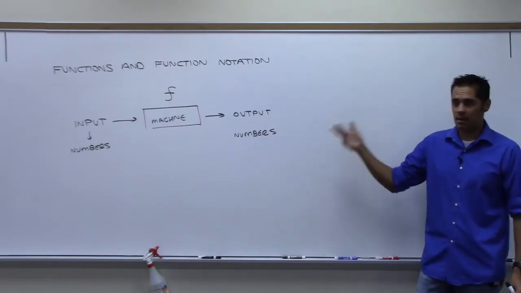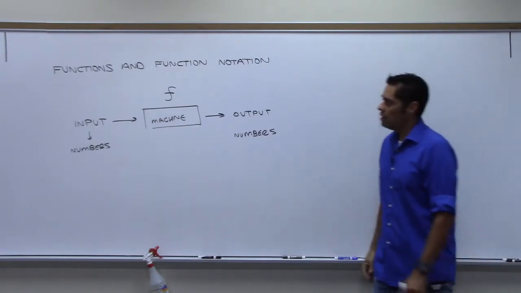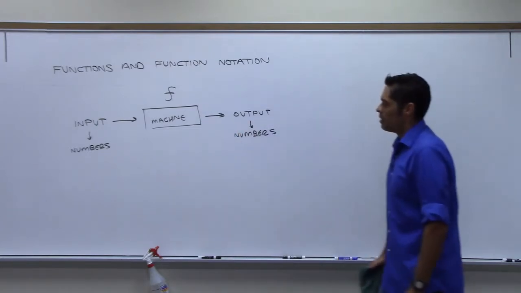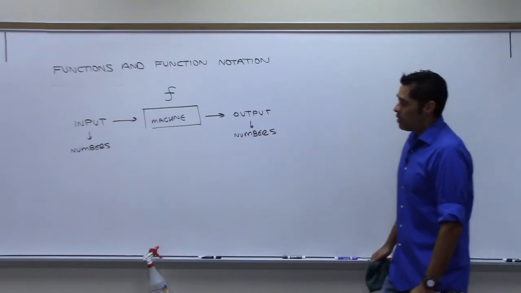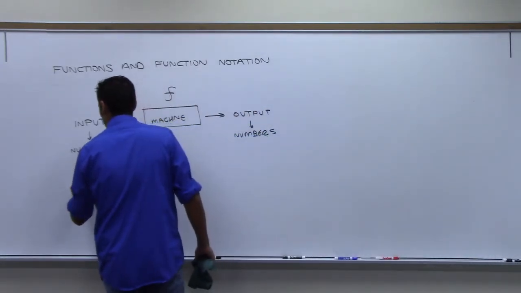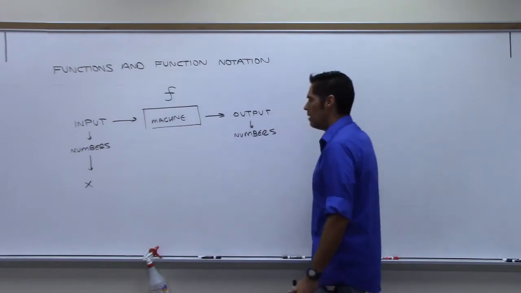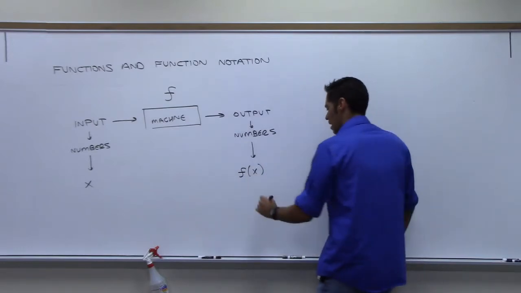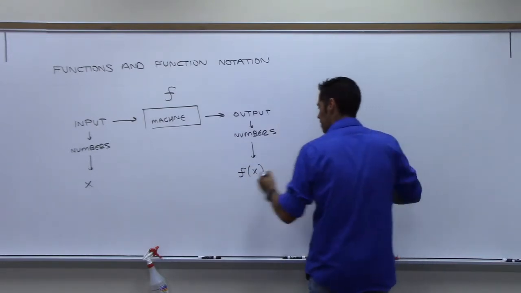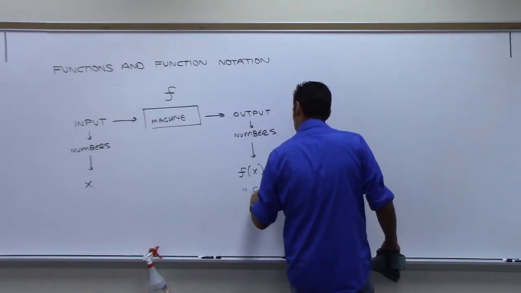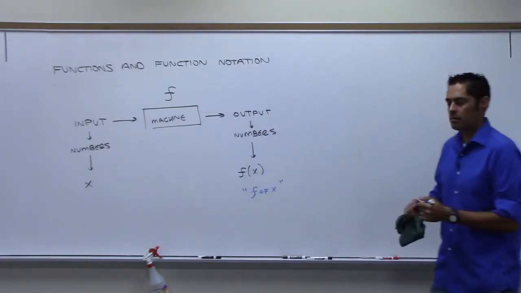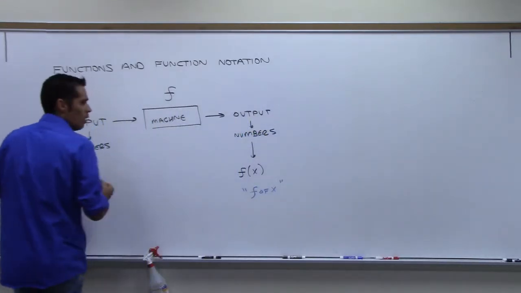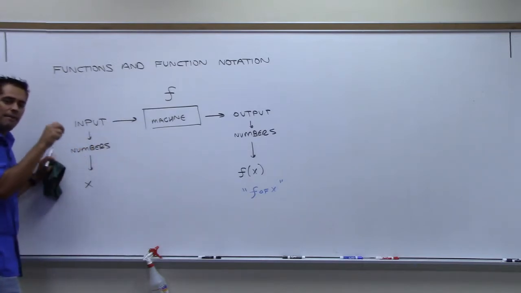Now sometimes you plug it in, it comes out unchanged, and that's a very special function. It's called the identity, but we can get to that later. So input is a number, output is a number. The notation we use for this is, for the input, we use the variable x. For the output, we write f with parentheses around an x, and we say f of x. That's how we read that. So x is the input. What comes out of the function, the output, is f of x.